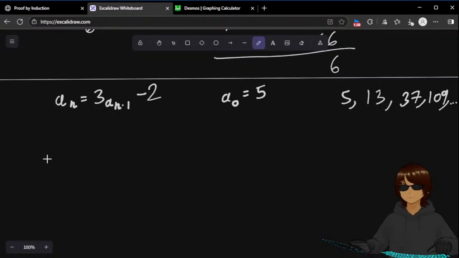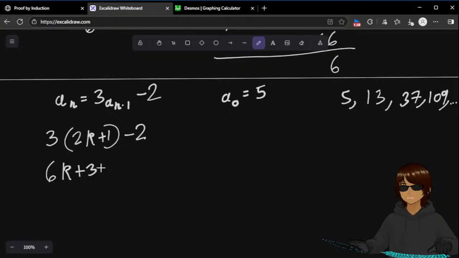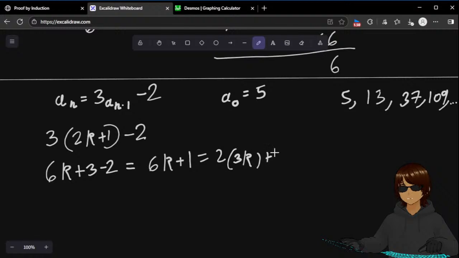So 3 times some odd number minus 2 will give us 6k plus 3 minus 2, which is 6k plus 1, which is odd because I can write it as 2q plus 1. I can write it as 2 times 3k plus 1, and this number is odd.